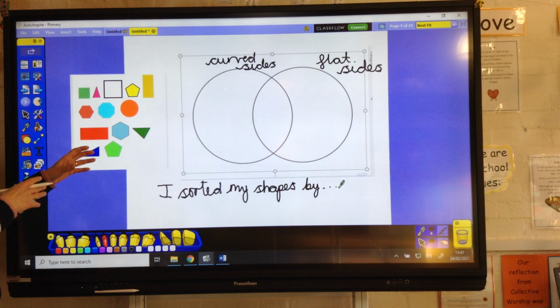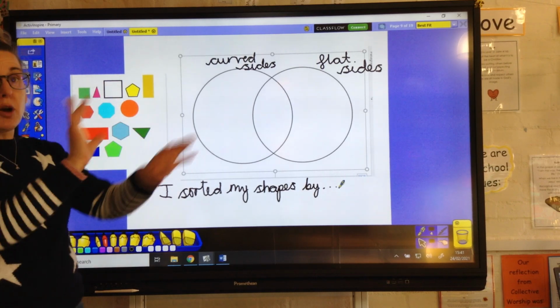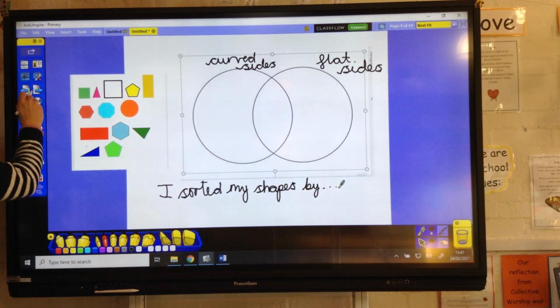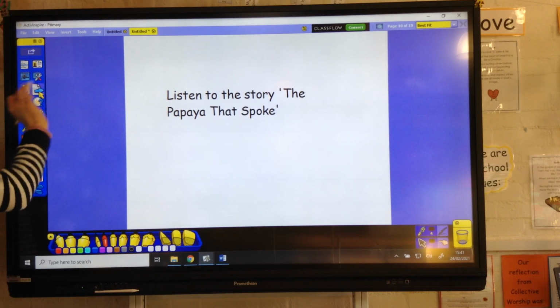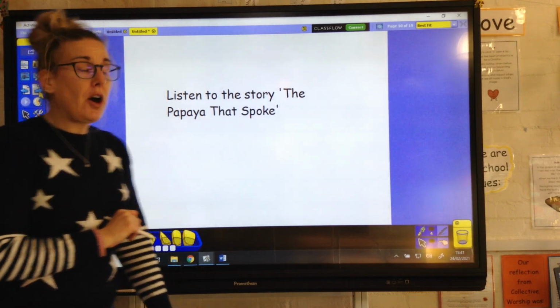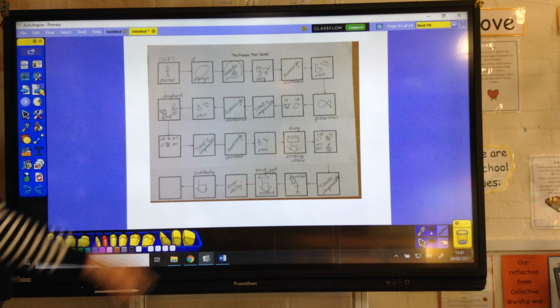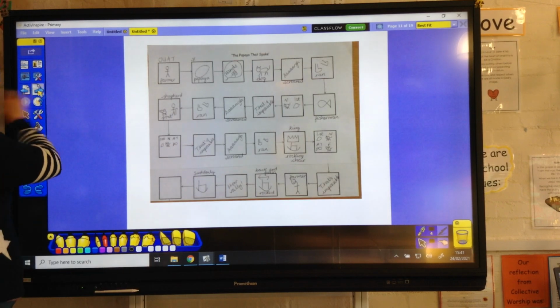And as I say, if you've got more shapes left over, you might want to have a go at drawing your own one and doing your own one of those. So listen to the story, The Papaya That Spoke. You've got the story map to help you read it through, see if you can read it on your own.